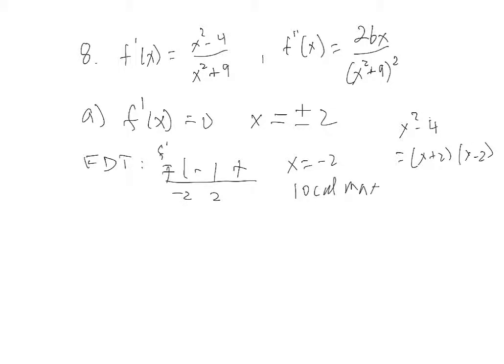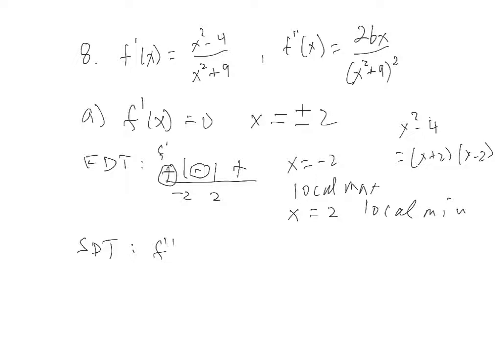The function is increasing, and once we leave -2, it starts to decrease. And therefore, at +2, we have a local min. That's the first derivative test. Since the second derivative is sitting there, we can use it as well. In fact, it's probably easier.